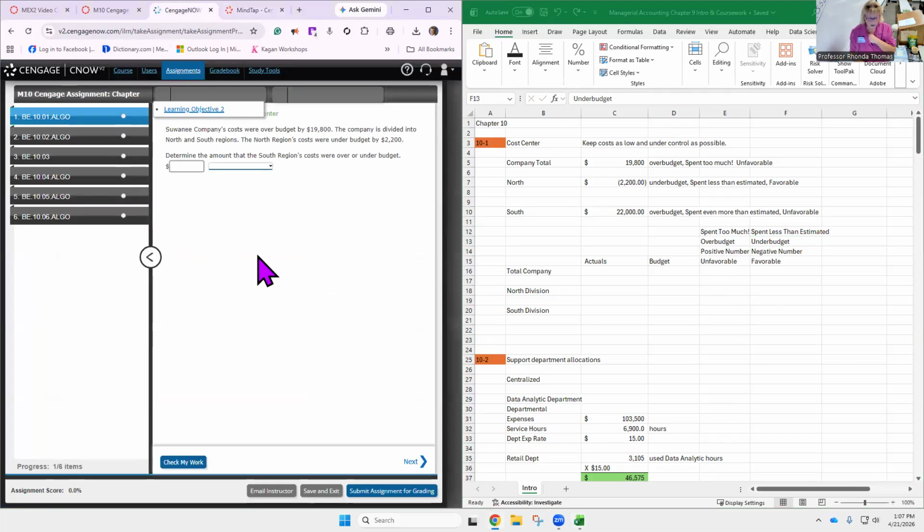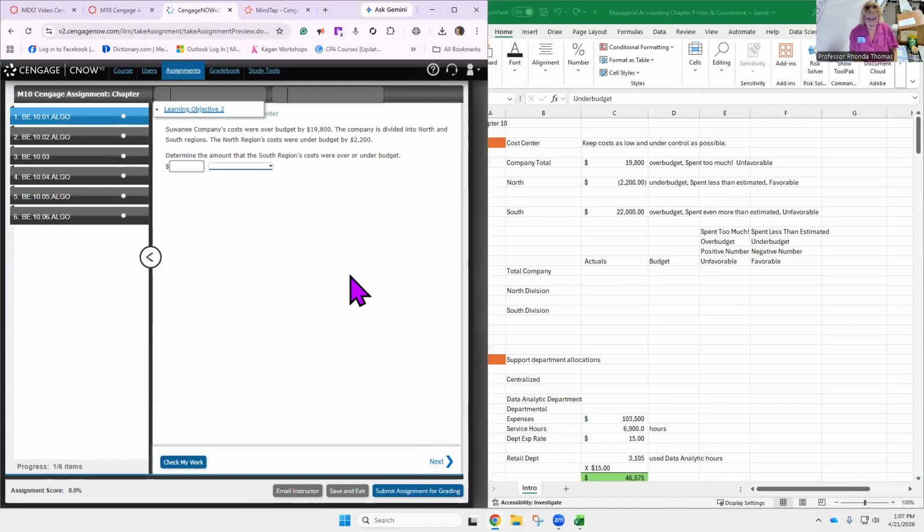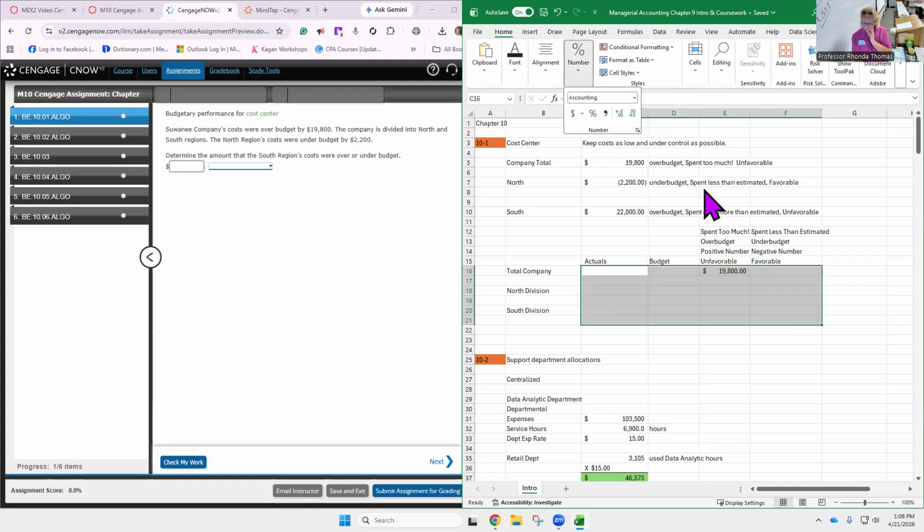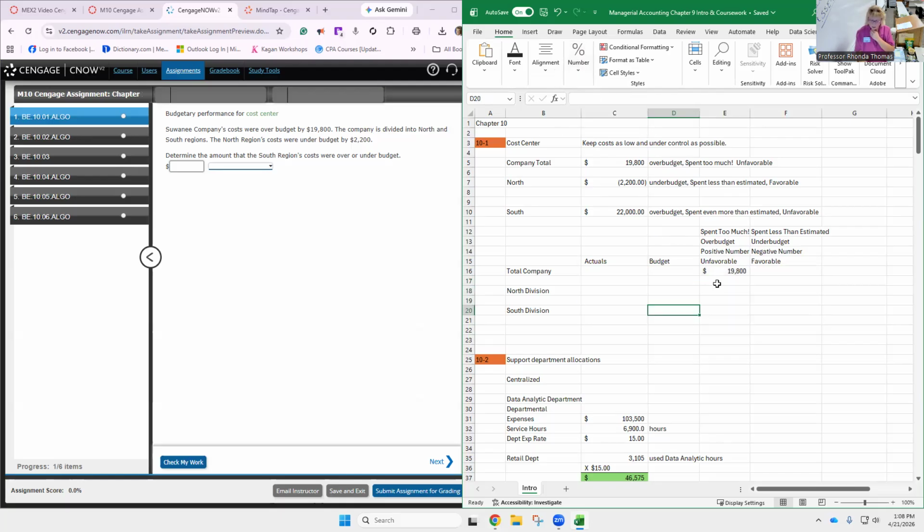All right, so let's see here. This is a cost center. All right, so we're going to compare a budget at a cost center. The Swanee company's costs are over budget by $19,800. So over budget is a positive number, right? $19,800. Okay, so that's going to exist here in this table. And we want all of these to be numbers. Okay, so there's the over budget for the total company, but that's made up of an amount from the North Division and an amount from the South Division.